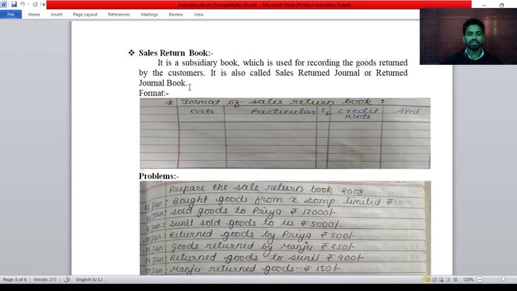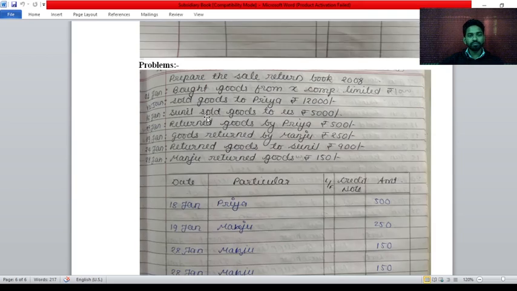So now see, this is the format of the sales return book: date column, particulars column, LF column, and the amount column. In the sales return book we have to prepare the credit notes, and while preparing the purchase return book, at that time you have to prepare the debit note. So like this you have to draw the format. Now see the problem.